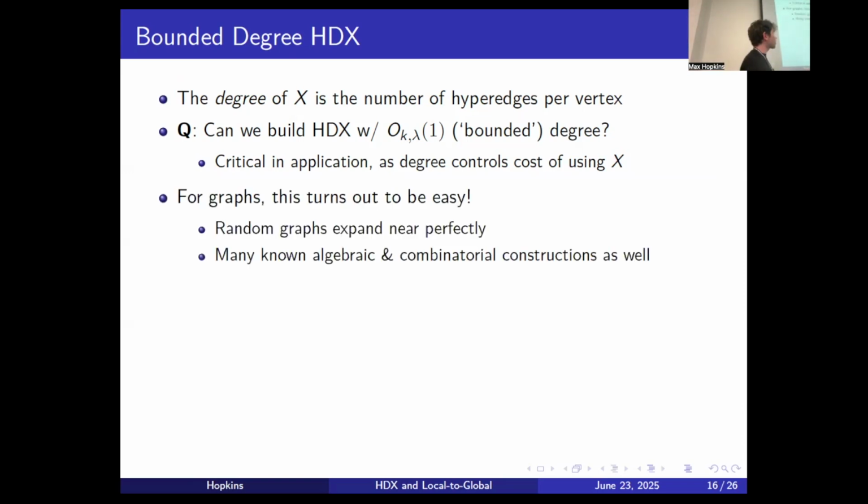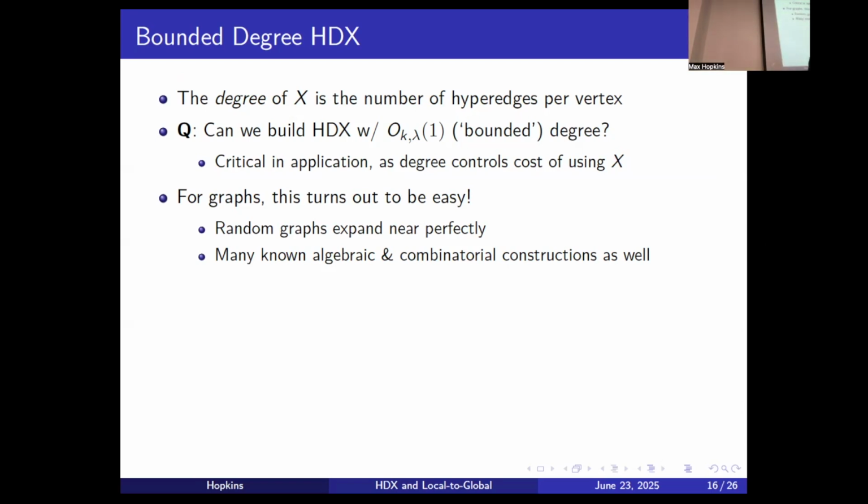Okay, I haven't actually told you how to construct this sort of thing for graphs, and I'm not going to say that much about it, other than that it turns out that it's sort of easy. It turns out if you take a random regular graph, it expands near perfectly. It's not easy to prove, but it's easy to find them randomly.